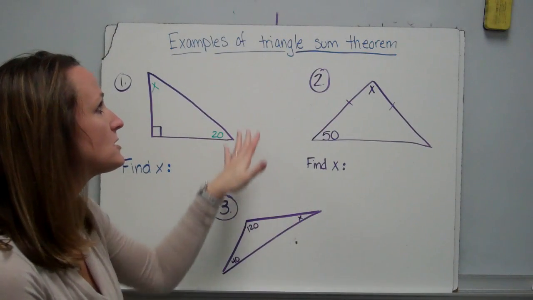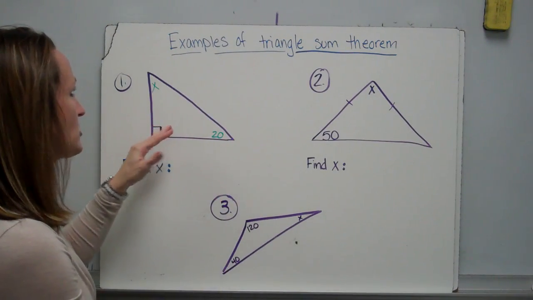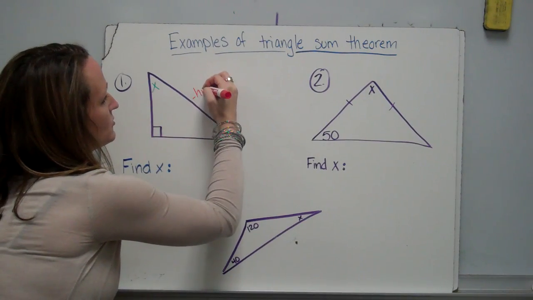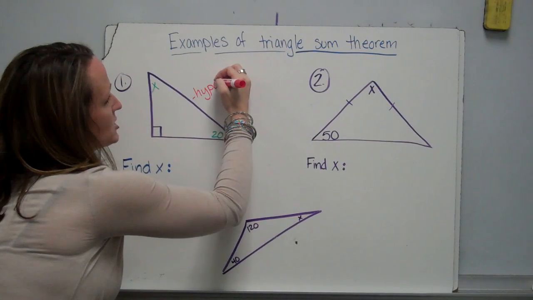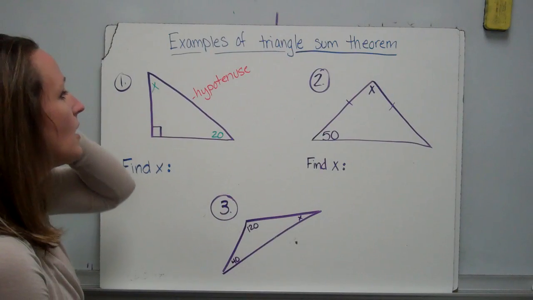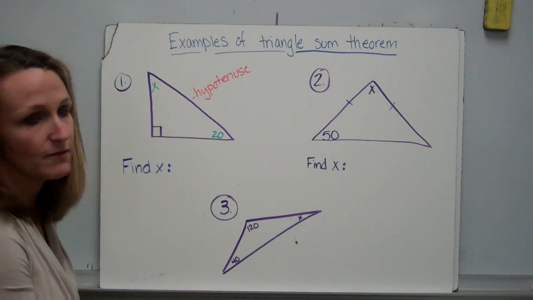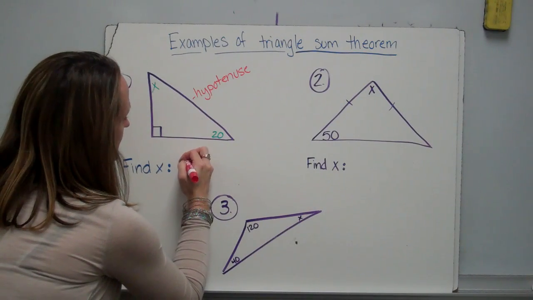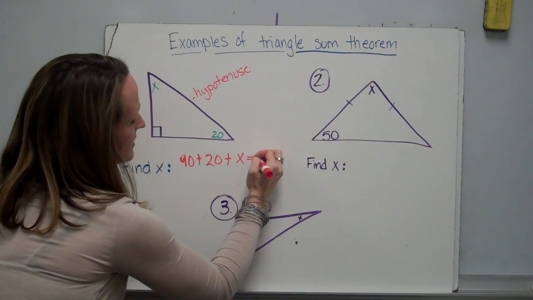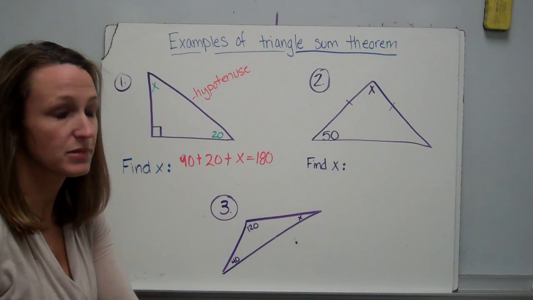Okay, so let's work some examples using the triangle sum theorem. So here we have, this is a right triangle. Notice we have a right angle in it. This over here is what we call the hypotenuse, just to refresh your memories. Alright, so we have a right triangle. We have one 90-degree angle, we have a 20-degree angle, we need to find x. So to find it, we would say 90 plus 20 plus x equals 180. Just like in my examples, I said A plus C plus B.